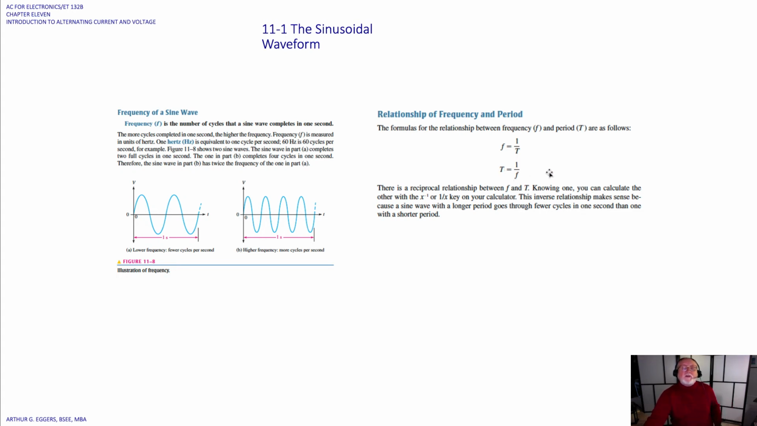So you may have to use your calculator to calculate some of these as we progress through the course. But again, pull your notebook out right now and write down frequency equals 1 over time. Time is equal to 1 over frequency. This is a reciprocal relationship between the two. Knowing one, you can calculate the other with the x to the minus 1 or 1 over x key.